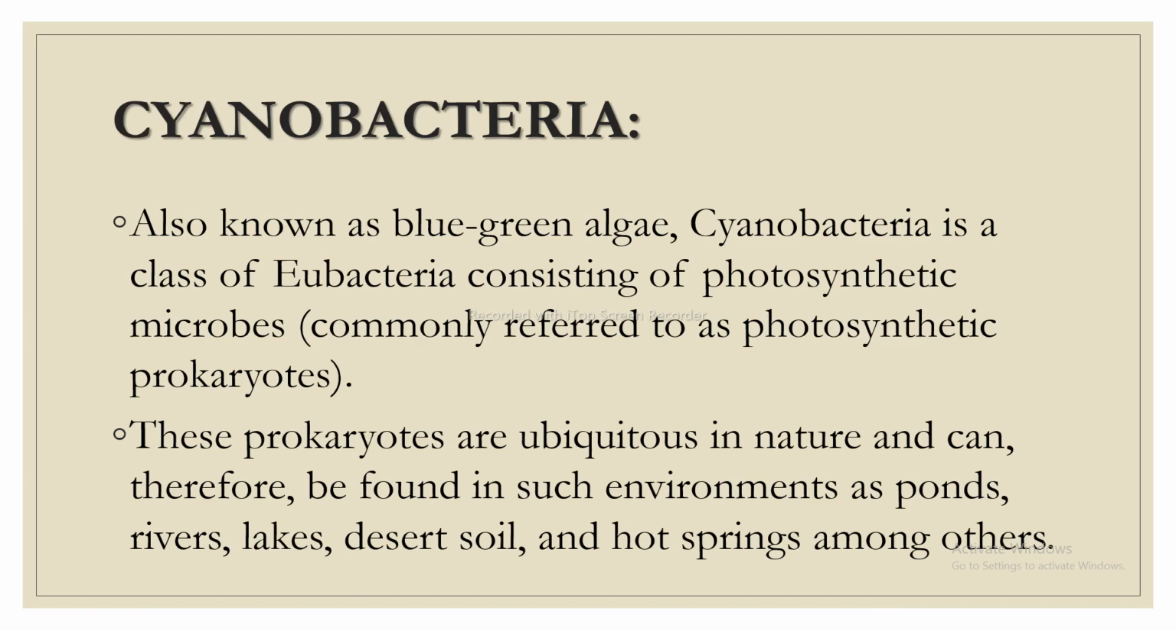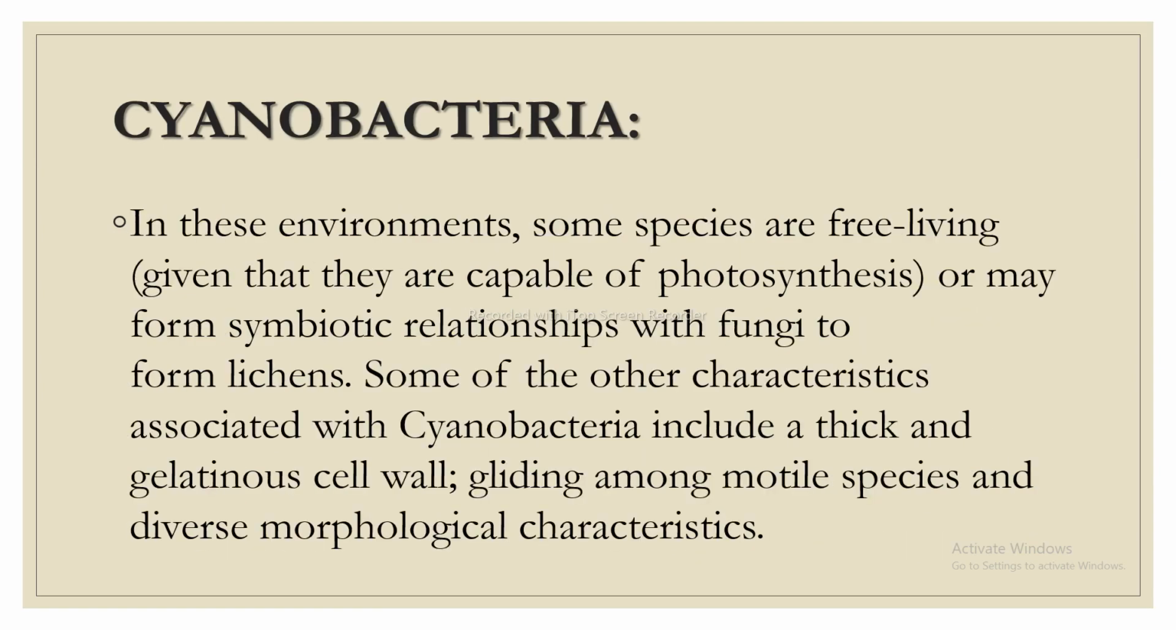Next, I am going to discuss about the cyanobacteria, also known as blue-green algae. So cyanobacteria is a class of eubacteria consisting of photosynthetic microbes, which are commonly referred to as photosynthetic prokaryotes. These prokaryotes are ubiquitous in nature and can therefore be found in such environments as ponds, rivers, lakes, desert soil, and hot springs, among others. In these environments, some species are free-living given that they are capable of photosynthesis, or may form the symbiotic relationships with fungi, to form the lichens.